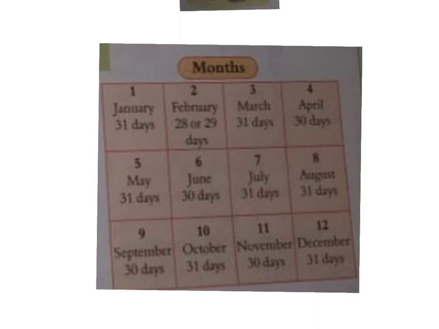A year has 365 days, or we can say 366 days. Okay, once again I will repeat. 7 days make a week, 4 weeks make a month, 12 months make a year, and a year has 365 or 366 days.